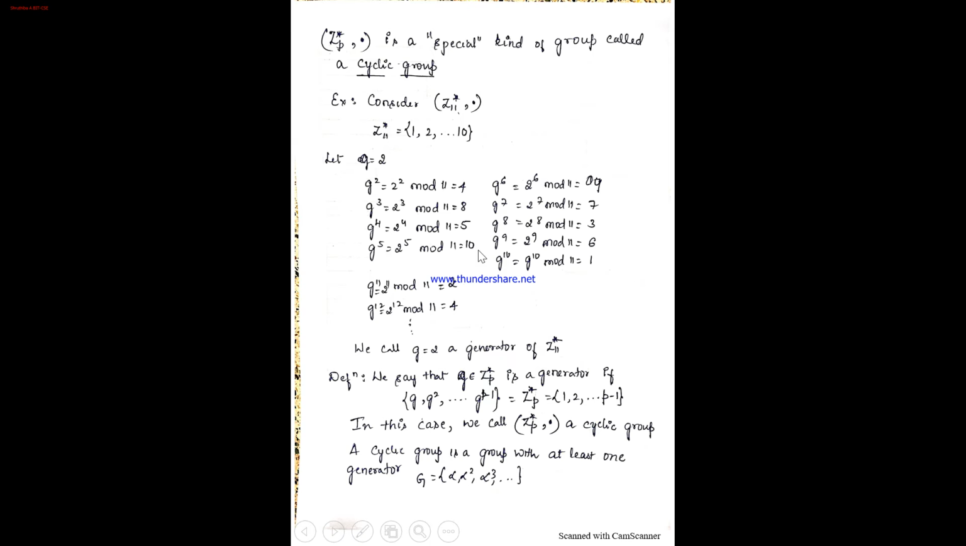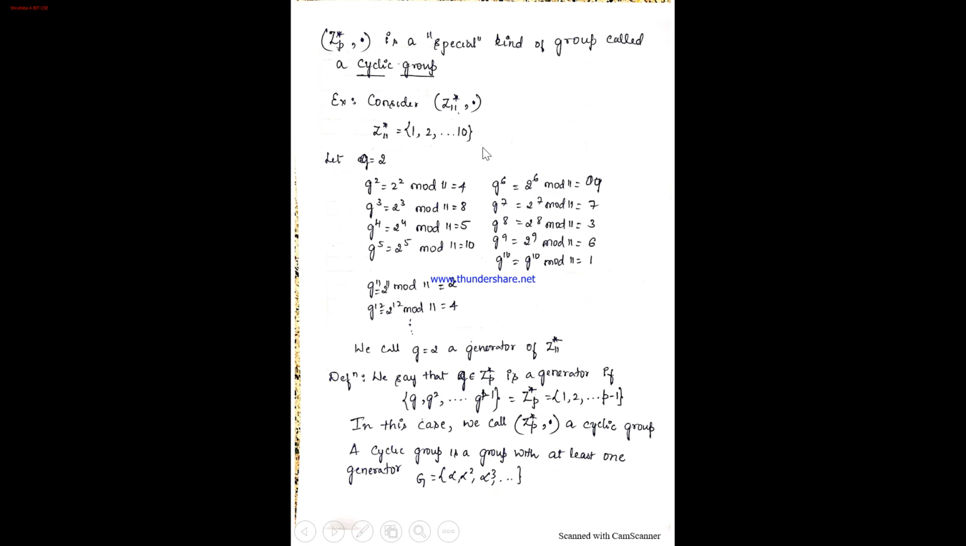If I continue to raise the power, G to the power of 11, I'll get 2. G to the power of 12 mod 11, I'll get 4. If I continue, 2 to the power of 13, I'll get 8. So if I simply go on raising the powers, I'll end up with only the numbers from 1 to 10. Hence this set is called a cyclic group.